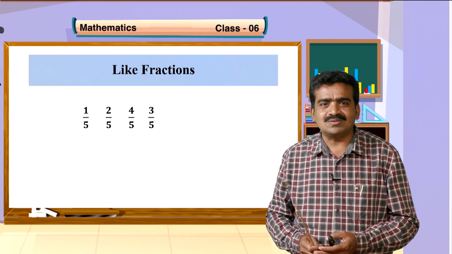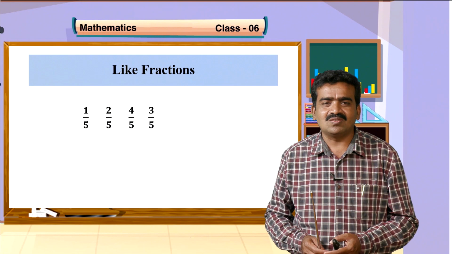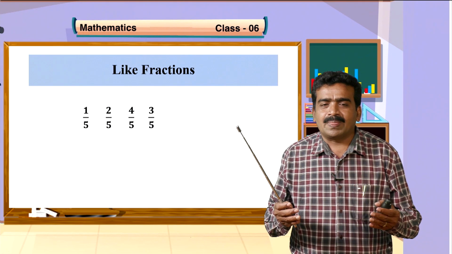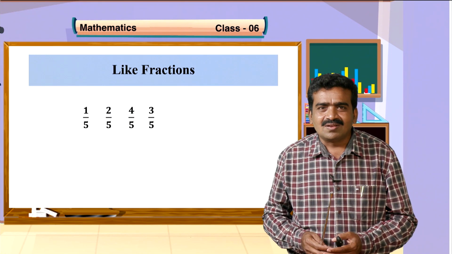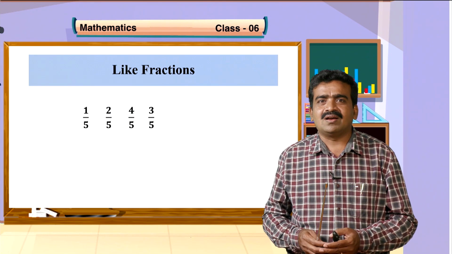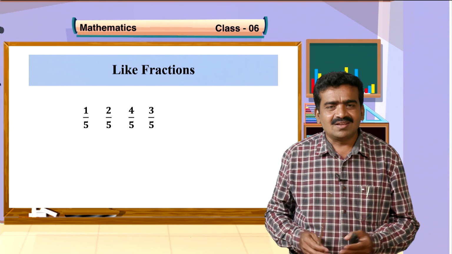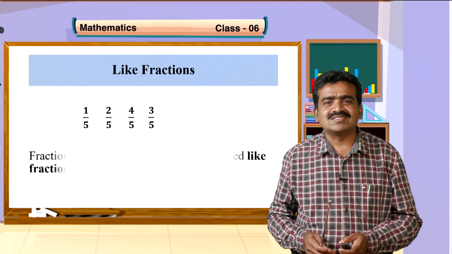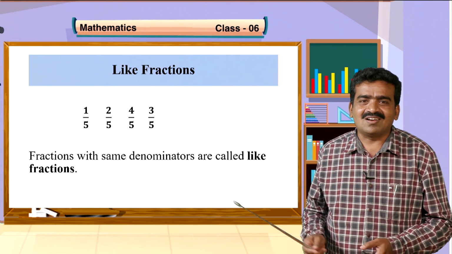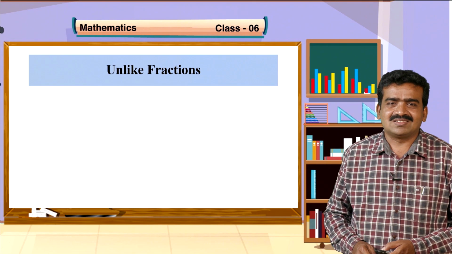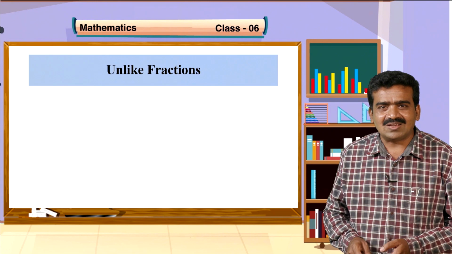Now it is easy to define like fractions. Very good, my dear student. If in 2 or more fractions the denominators are the same, though there is a difference in the numerators, then those kinds of fractions are called like fractions. Fractions with the same denominators are called like fractions. Then it is easy to define unlike fractions.